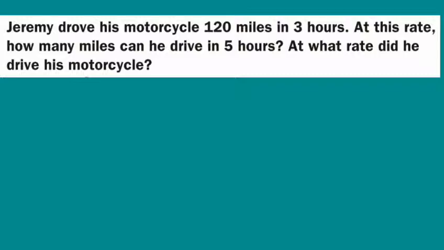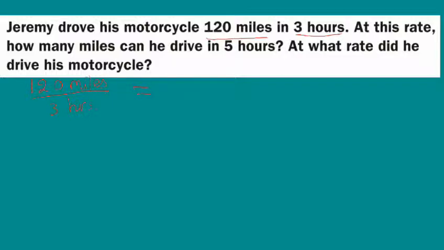One more example. Jeremy drove his motorcycle 120 miles in 3 hours. At this rate, how many miles can he drive in 5 hours? At what rate did he drive his motorcycle? So, here we have 2 questions. Let's solve the first one. First, we should write the ratio. Again, Jeremy drove his motorcycle 120 miles in 3 hours. So, this is our ratio, 120 miles over 3 hours. And this is his rate of driving. The question is, at this rate, how many miles can he drive in 5 hours?